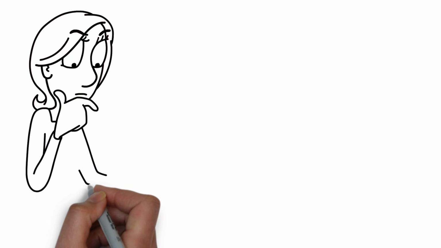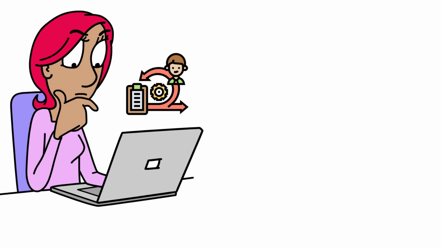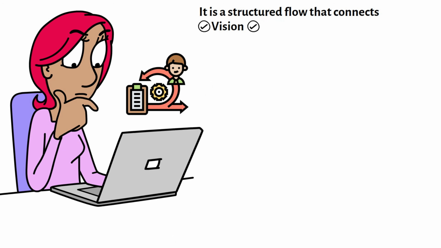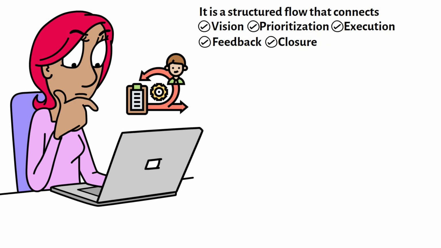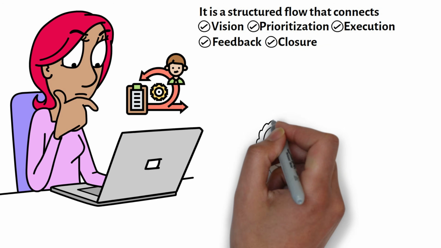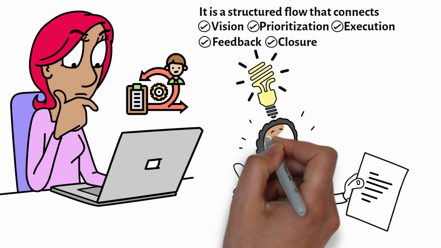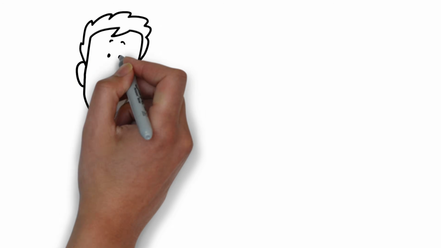Understanding Agile as an end-to-end lifecycle changes how you lead. It is not just a collection of ceremonies, it is a structured flow that connects vision, prioritization, execution, feedback, and closure into a continuous value delivery system. When you see Agile this way, the roles and artifacts no longer feel isolated. They become interconnected components of a coherent lifecycle.